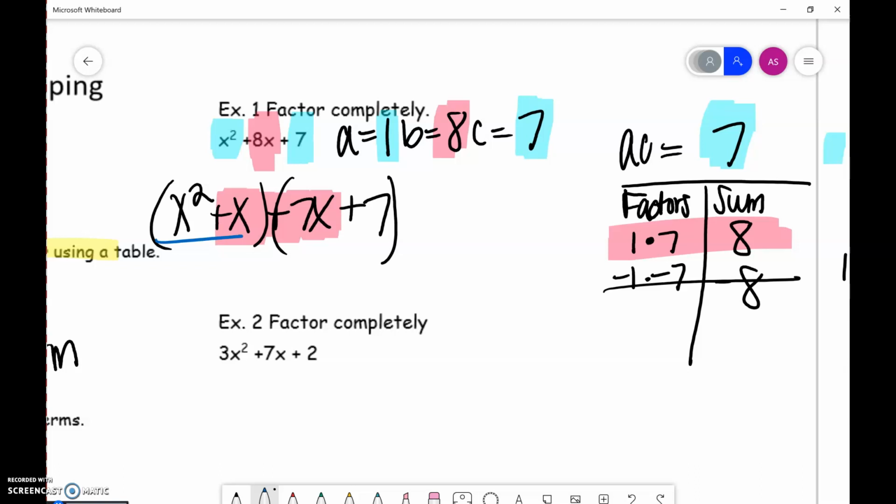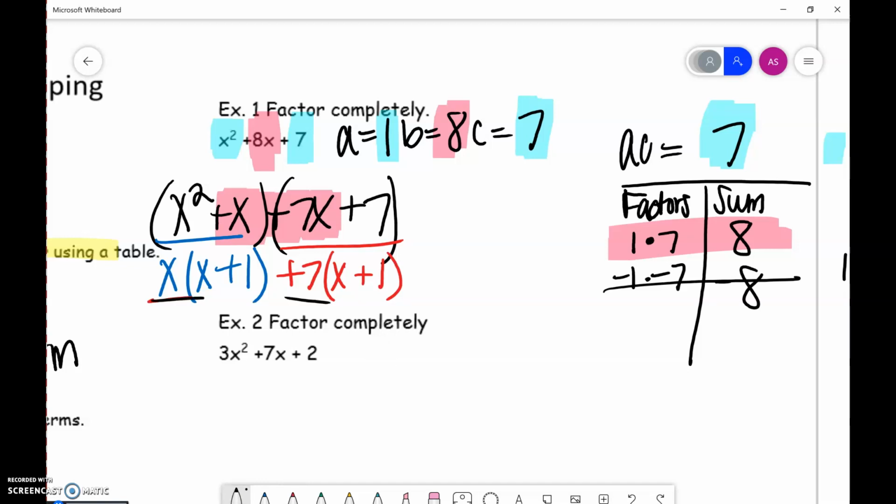My GCF for the first set is x. My inside, I know that x times x gives us x squared, and x times 1 gives us x. Then here, I know that my GCF is 7, and 7 times x will give us 7x, and 7 times 1 will give us 7. Then I'm ready to write my final answer. I keep that here, so that's going to come down. So I have x plus 7, and then x plus 1.